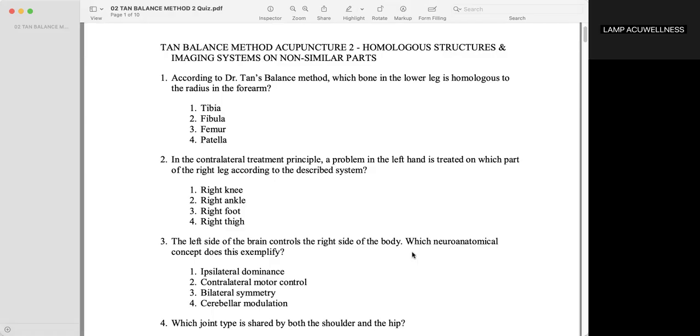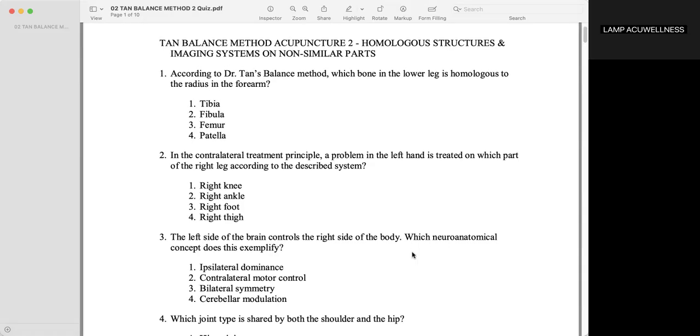Now let's go to Tan balance method, acupuncture, part 2, homologous structures and imaging systems on non-similar parts. Number 1, according to Dr. Tan's balance method, which bone in the lower leg is homologous to the radius in the forearm? Fibula. In the contralateral treatment principle, a problem in the left hand is treated on which part of the right leg according to the described system?